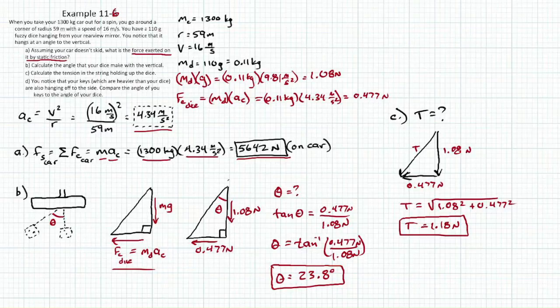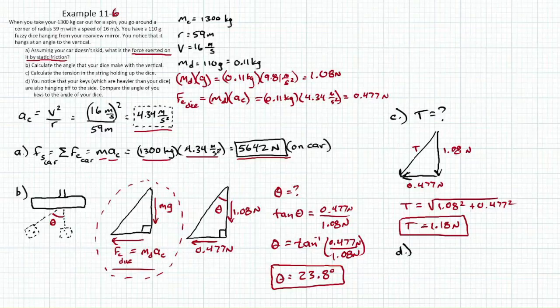So, part D. I'm going to write this right here. For part D, I'm going to refer back to this diagram in part B. And part D says, okay, you also have keys that are hanging, probably from where you put them in the ignition, which are heavier than your dice. It doesn't say how much heavier, but it just says they're heavier or they're a different mass. They're also hanging off to the side as well. Compare the angle of your keys to the angle of your dice.